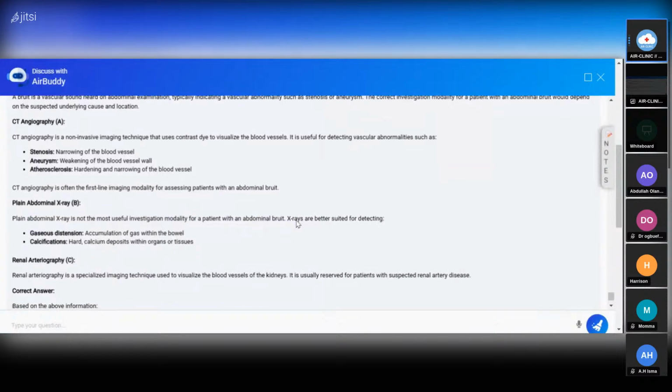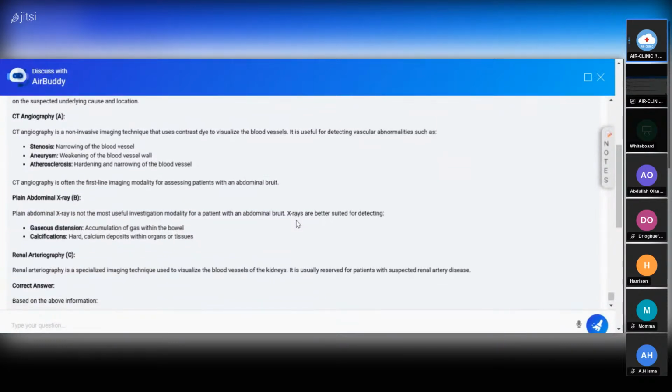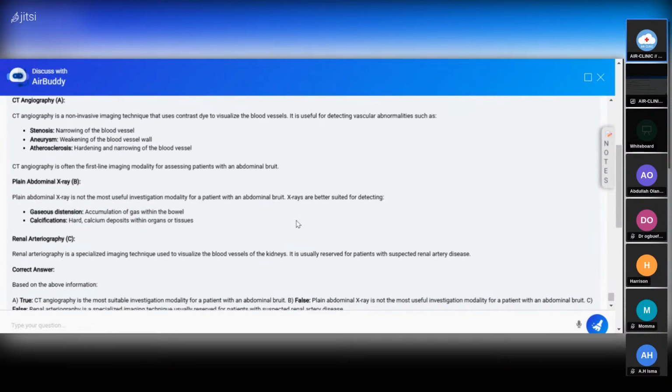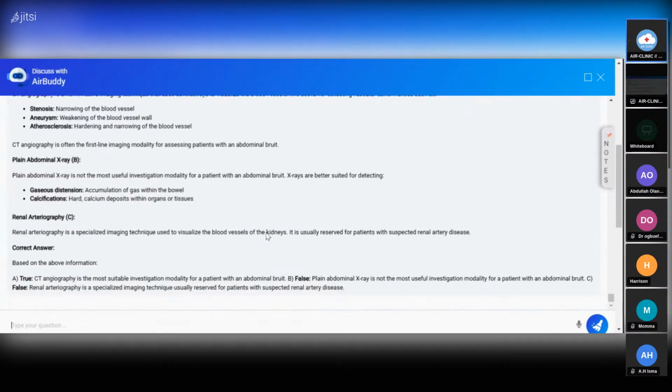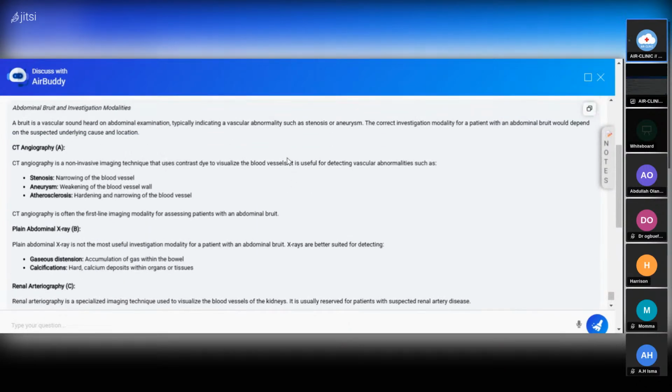So a CT scan can pick up stenosis, aneurysm, atherosclerosis. A CT angiography, because it's an angiography, can pick all these things in the vessels. It's very useful in a situation like this. Where you pick renal arteriography, it's like if they gave you the particular pinpoint and told you it's coming from the renal area, then that will probably suit your narrative.